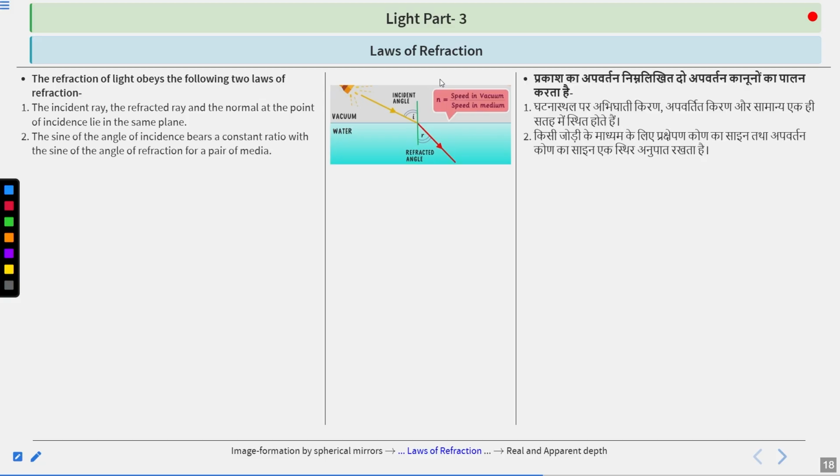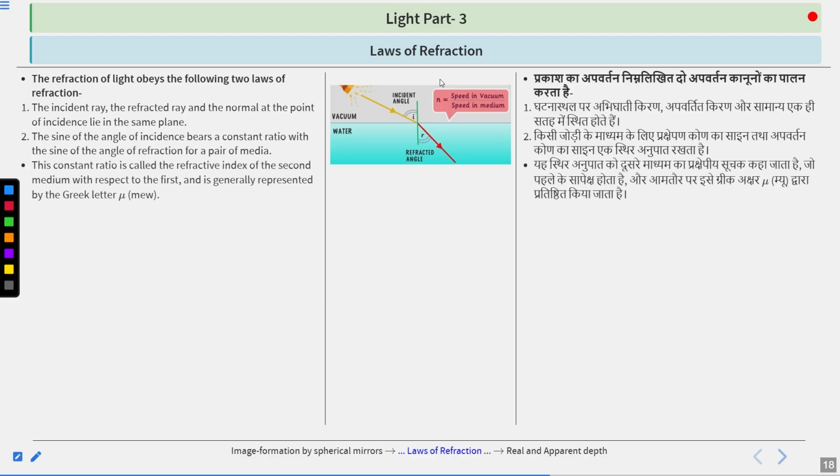The sine of the angle of incidence bears a constant ratio with the sine of the angle of refraction for a pair of media. This constant ratio is called the refractive index of the second medium with respect to the first and is generally represented by the Greek letter mu. It is also represented by the letter n. So first, let's understand the laws.